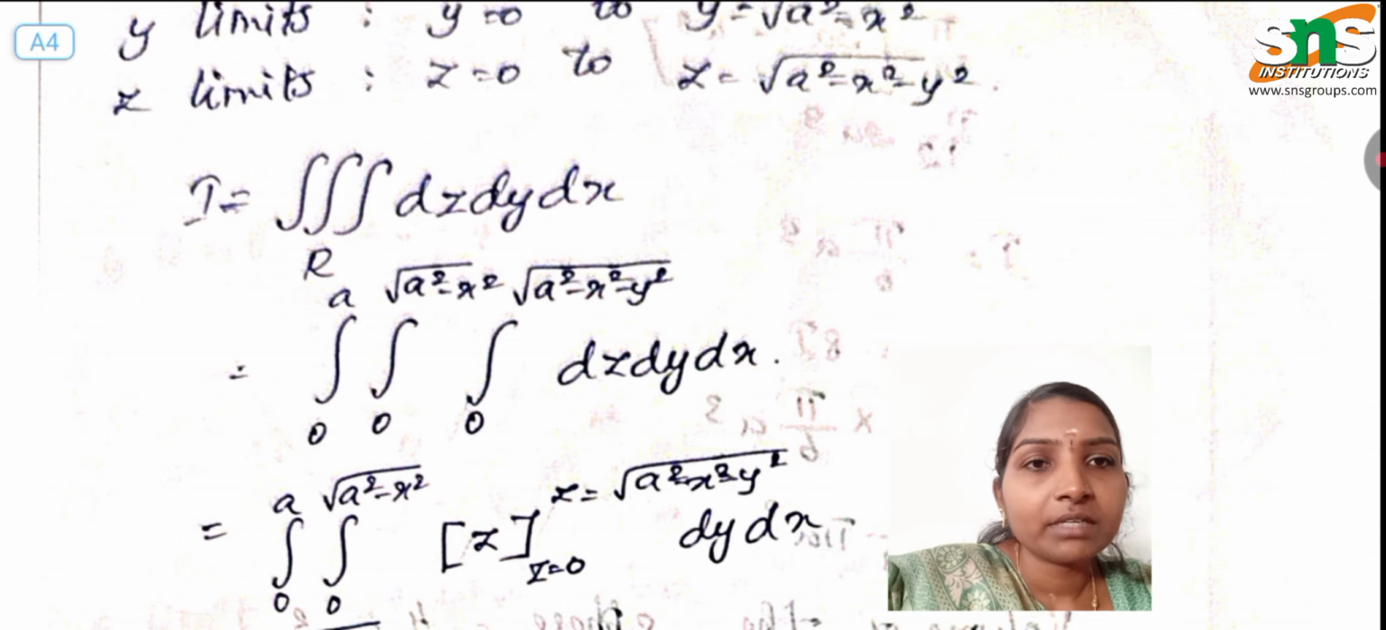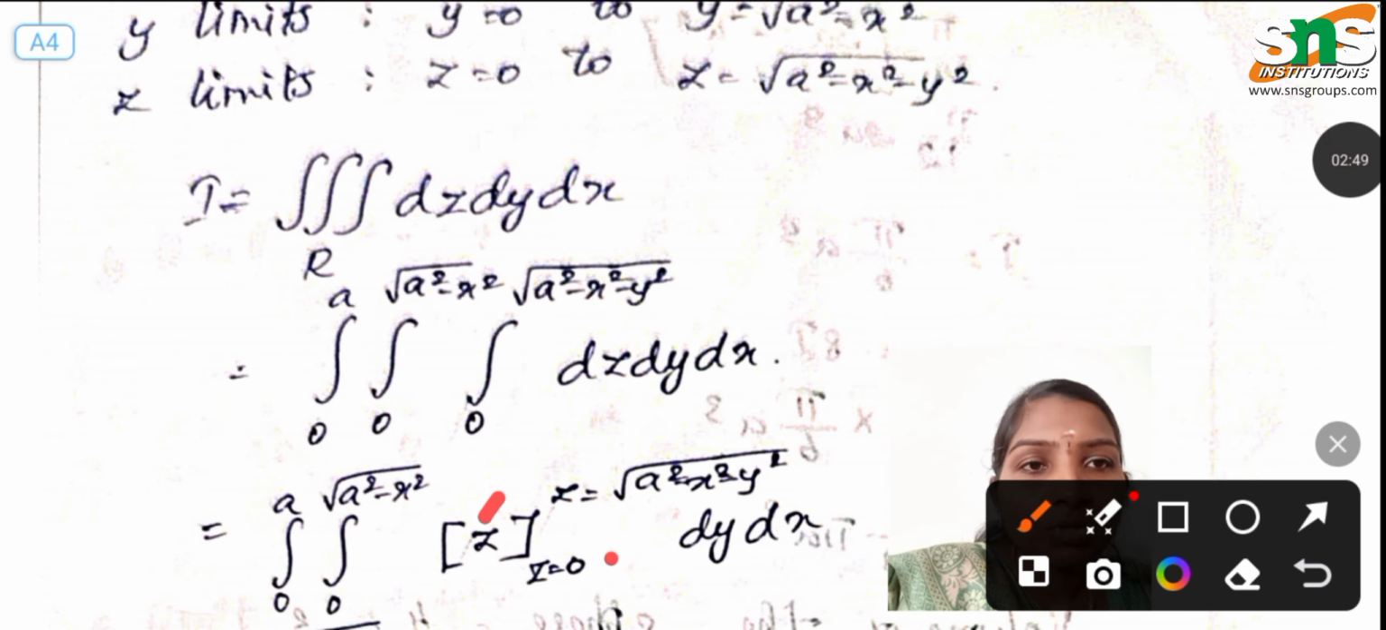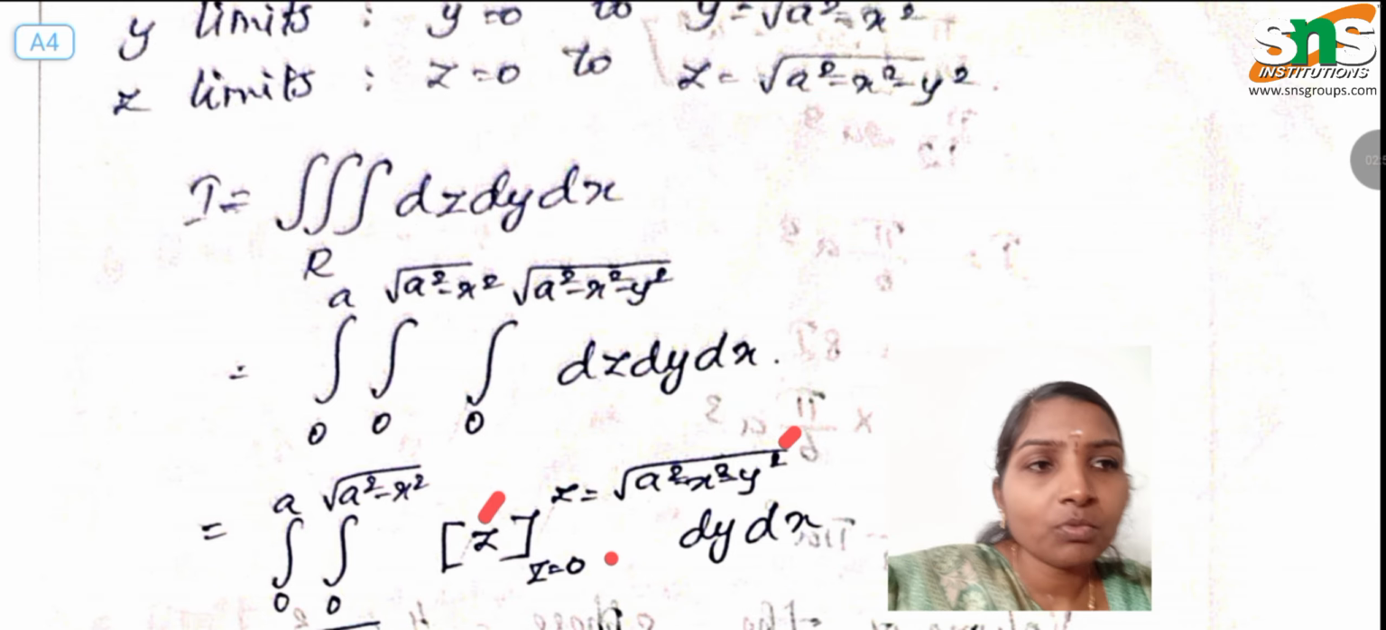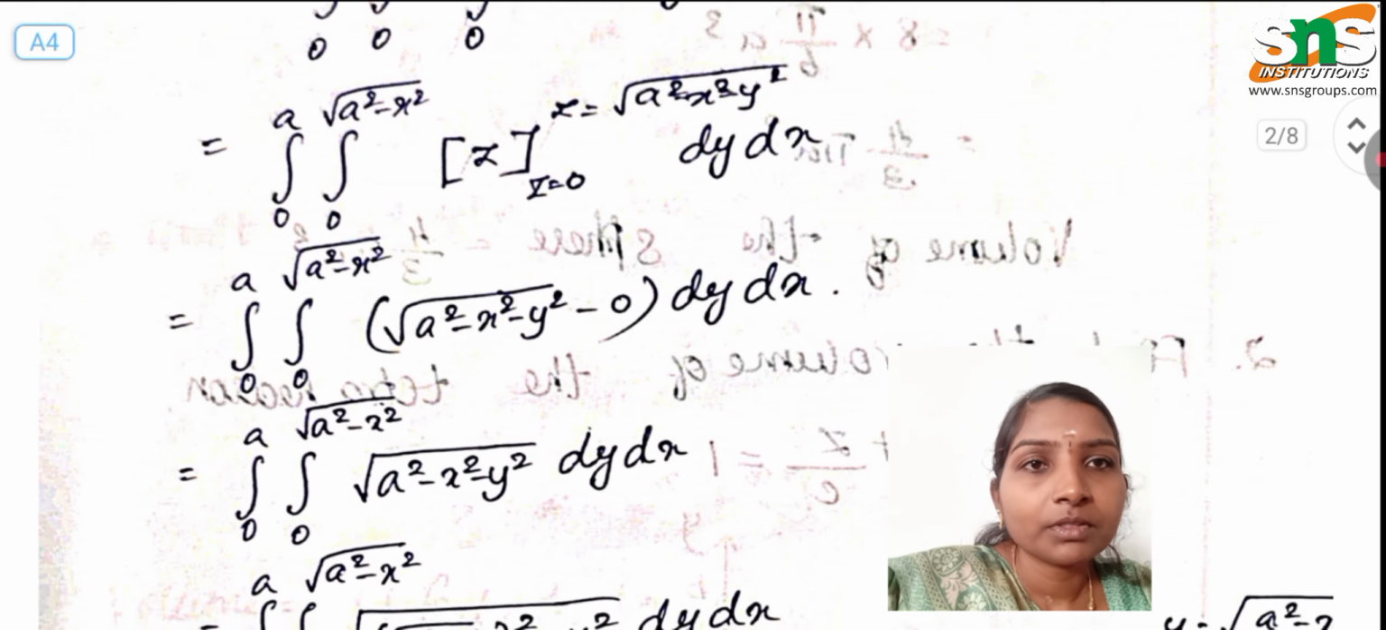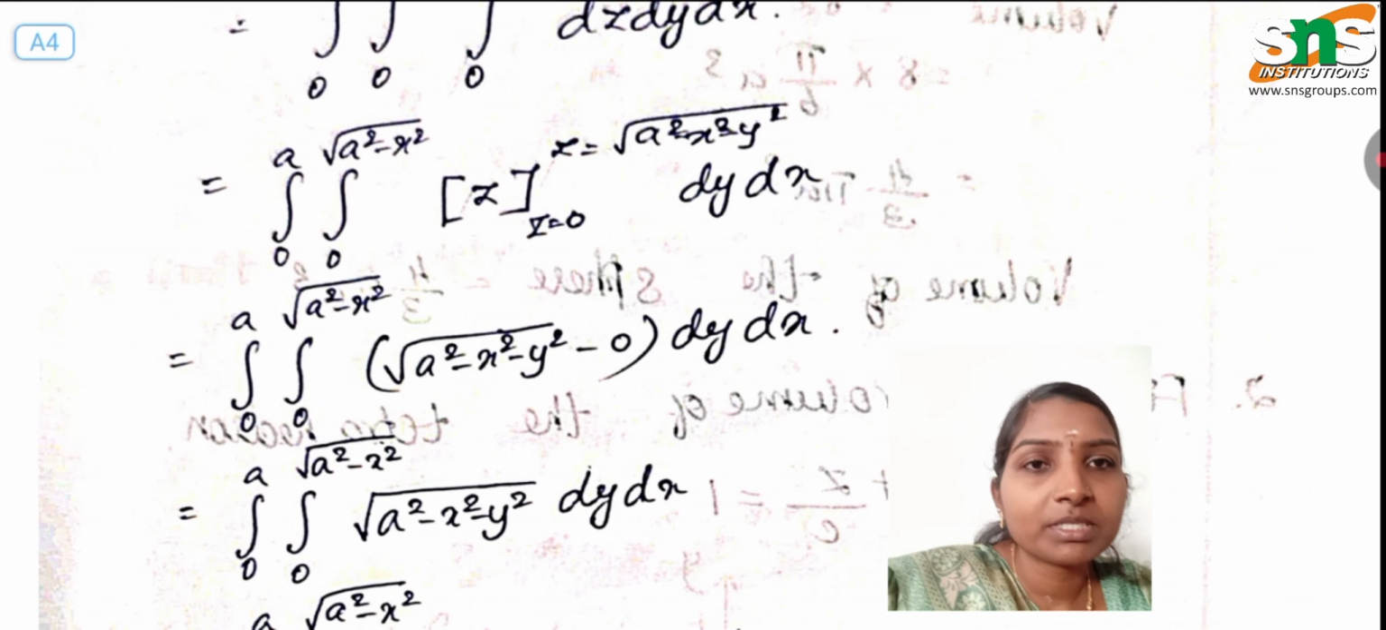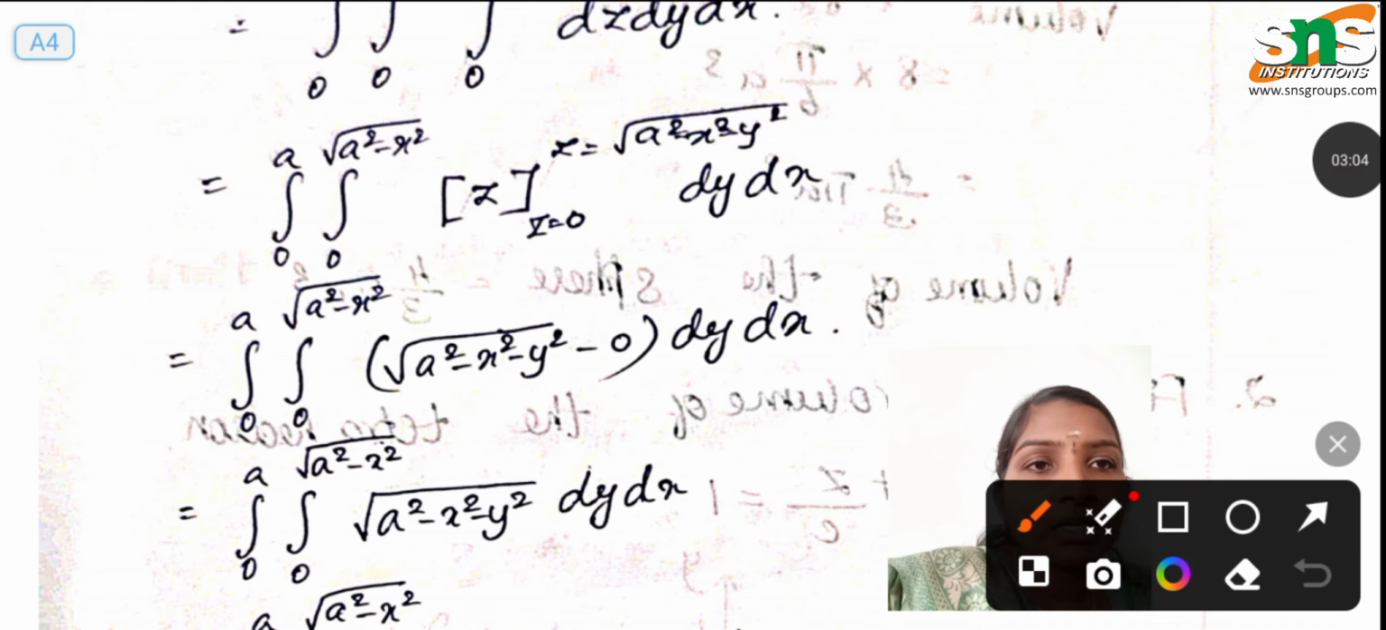So on integrating with respect to z first, we will have z here within the limit 0 to root of a square minus x square minus y square. So what will be the upper limit and lower limit substitution here? Upper limit substitution will bring you root of a square minus x square minus y square minus 0, the lower limit, dy dx. On simplifying it, we will have this alone. This is dy dx alone.